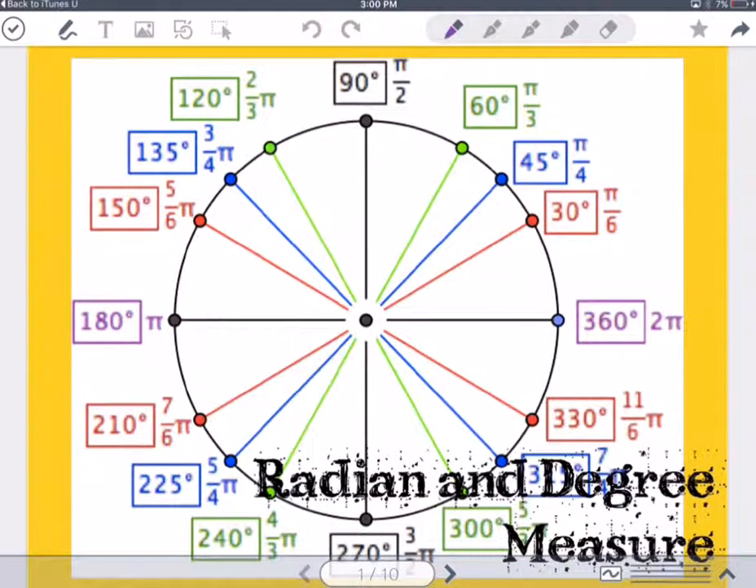Alright, so radian and degree measure. Radians are just another unit of measure for angles. So if you look on the first slide, you'll see that, for instance, 90 is pi over 2, and so on and so forth.